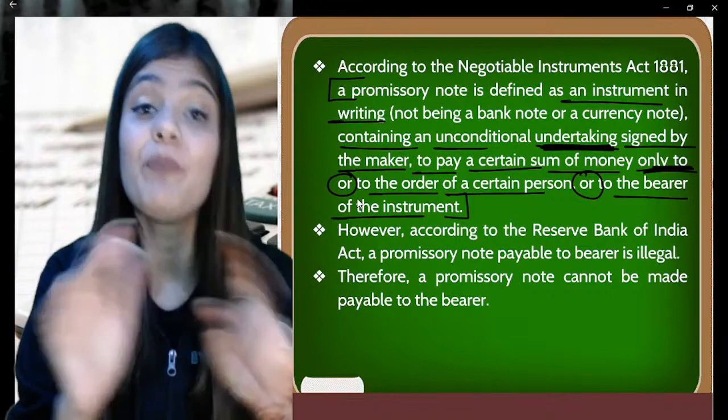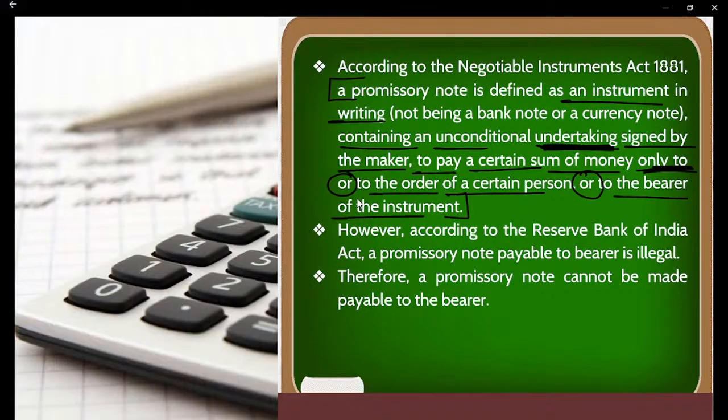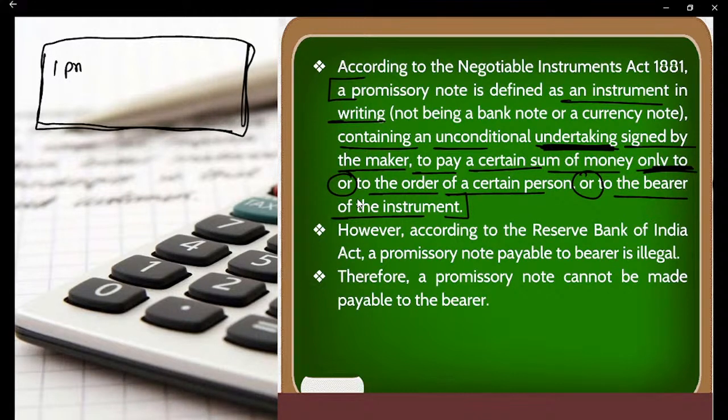Whenever you are making a promissory note, it is very important to write the name of the payee. आप किसको promise कर रहे हो? I promise to pay 1 lakh to किसको पैसा दोगे? It is very important to write the name of the person to whom you will be paying. तो आपको ड्रॉई का नाम लिखना, पेई का नाम लिखना जरूरी है.